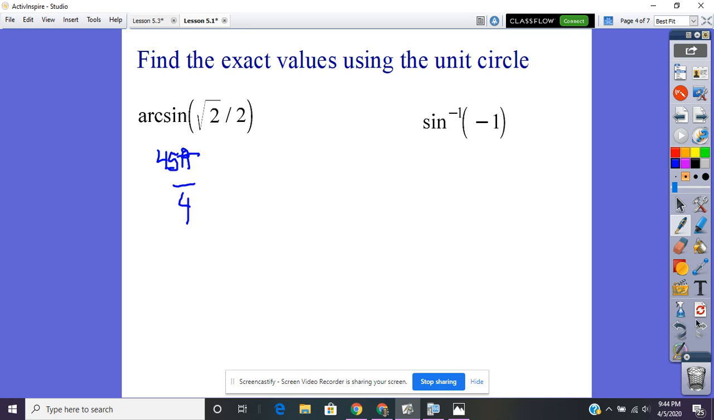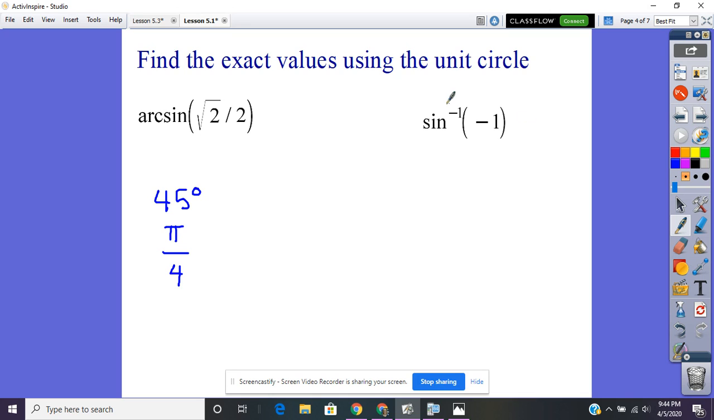That was right on top of each other. Sorry, let's see if I can make that a little bit neater for us. So 45 degrees or pi over 4. One's in degrees, one's in radians. It really doesn't matter to me unless the directions specifically tell you what to put it in.